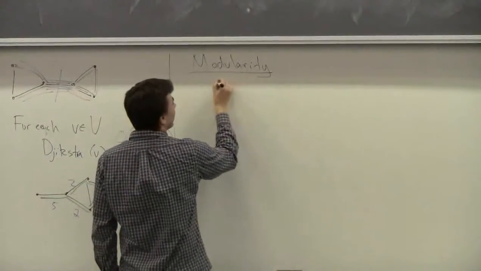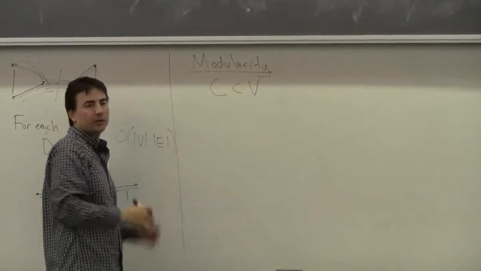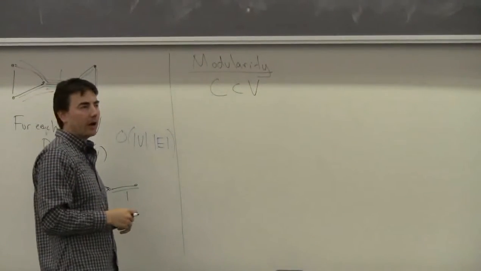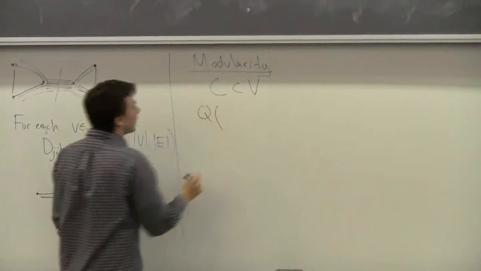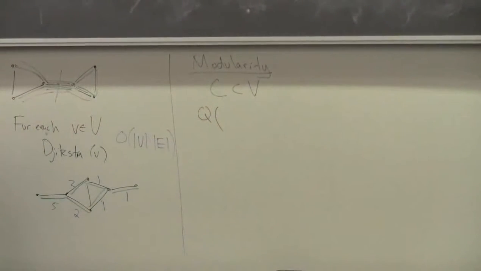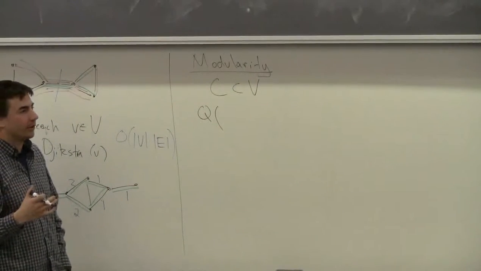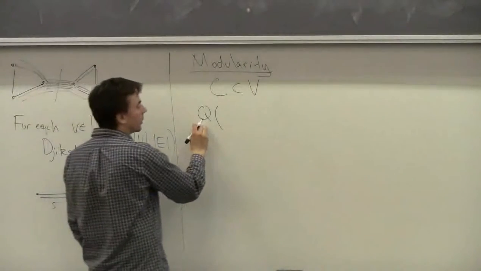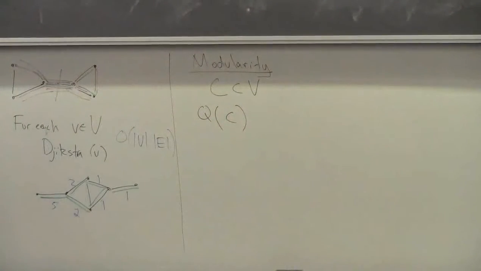Given some subset of the vertices C, you can think of a cluster, which is going to maybe be a community of the graph. You want to define this notion called modularity on this cluster. Okay?